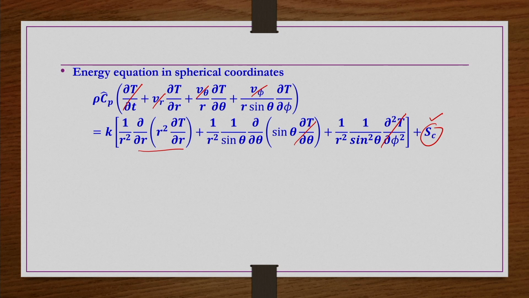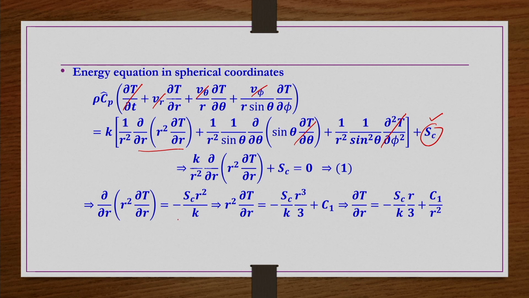How much it is we do not know, but let us assume it is given. In general it changes during the progress of the reaction, but in our problem it has been mentioned that a constant Sc is maintained throughout the reaction. So, finally we have K by R square dou by dou R of R square dou T by dou R plus Sc is equal to 0.